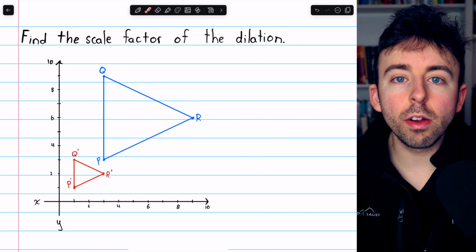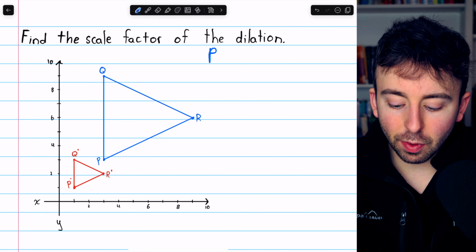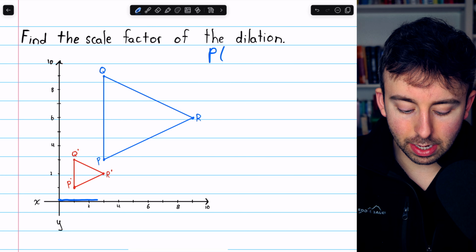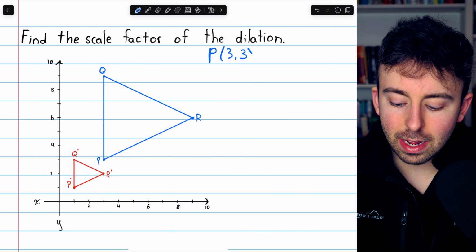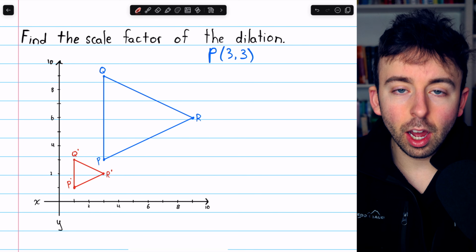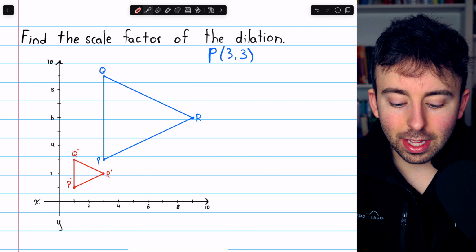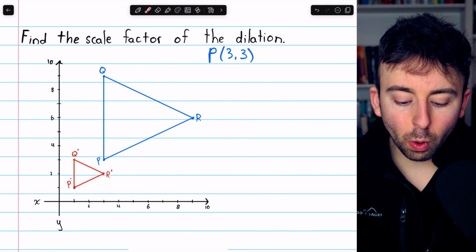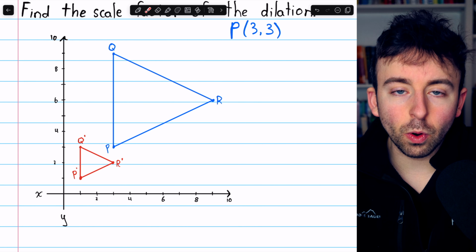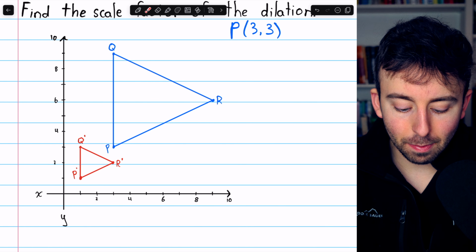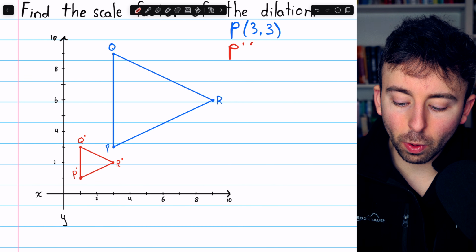You just have to take 1 point from the original figure, let's say we take this point P, and find its coordinates. We can see the coordinates of P are 3, 3. Then I need to find the coordinates of the corresponding transformed point in the dilated image. The point P in the original figure corresponds to the point P' in the dilation. So I want to find the coordinates of that transformed point P'. That would just be 1, 1. So P' has coordinates 1, 1.